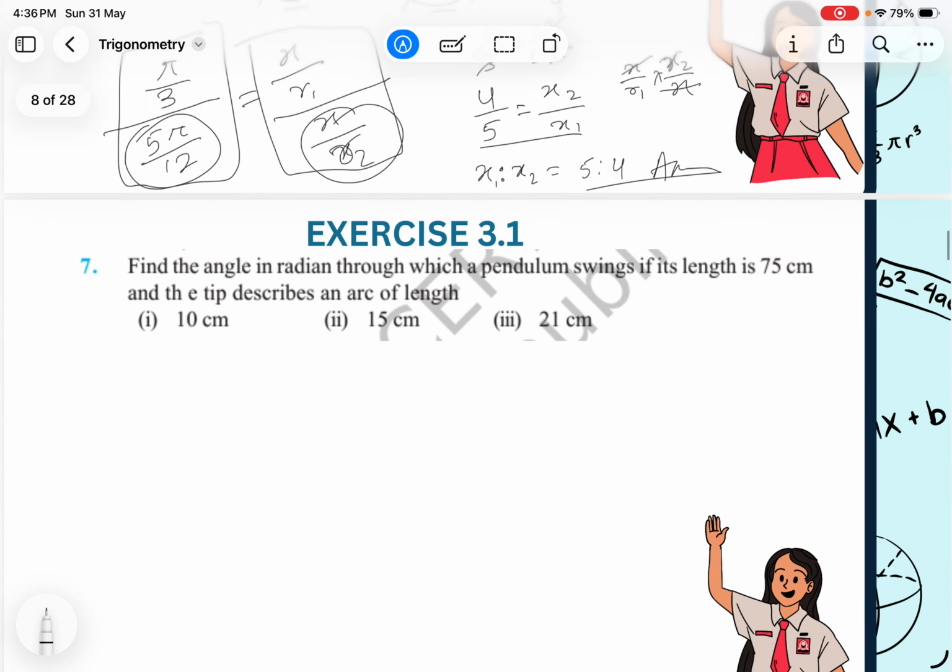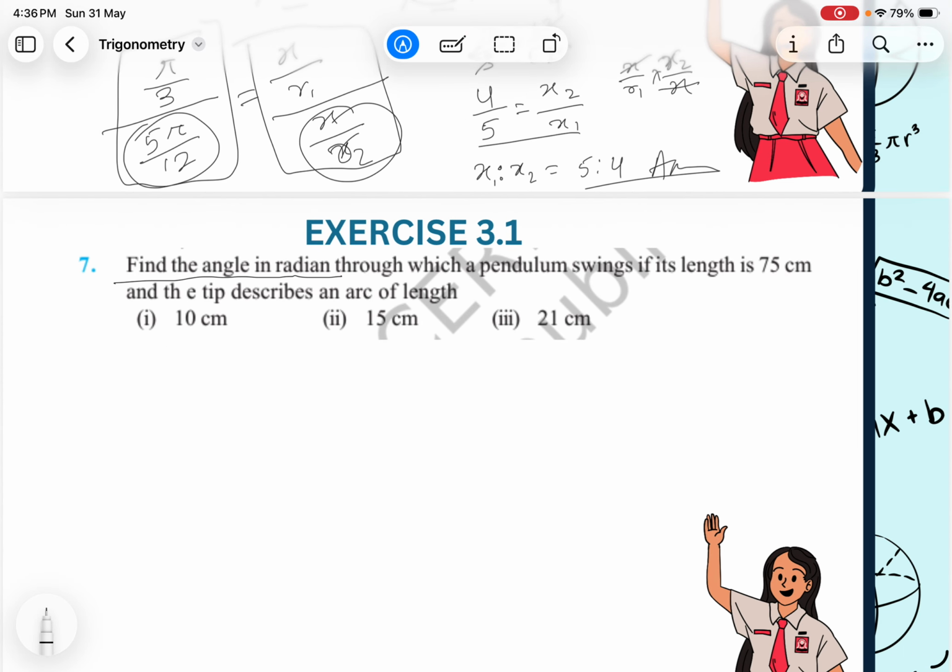Okay, now question number 7, find the angle in radian through which a pendulum swings if its length is 75. So you know pendulum, there is a fixed point of that, and there is a pendulum. When you swing that, it will go like this, and keep swinging like a jhula, you know. So it's saying that this length is 75 and this radius is forming here 10 centimeter in first case. So what will be the angle here?